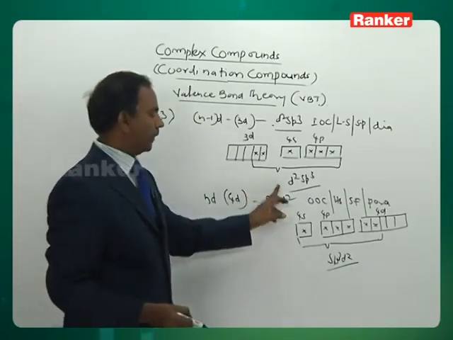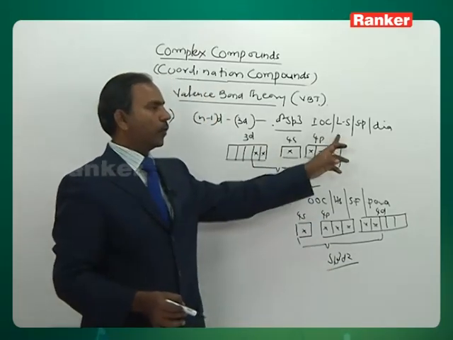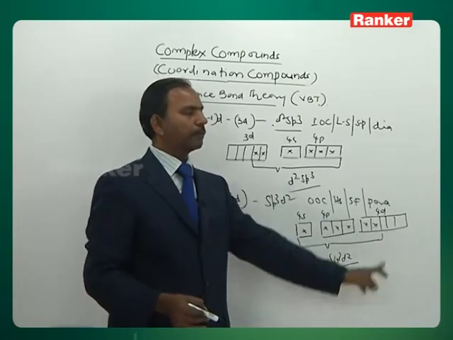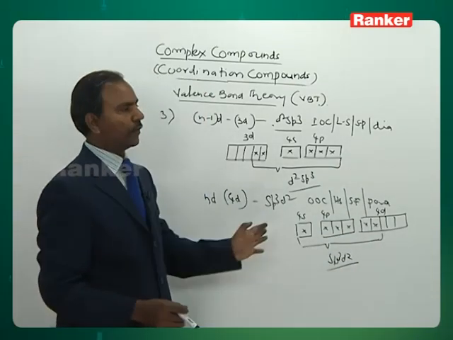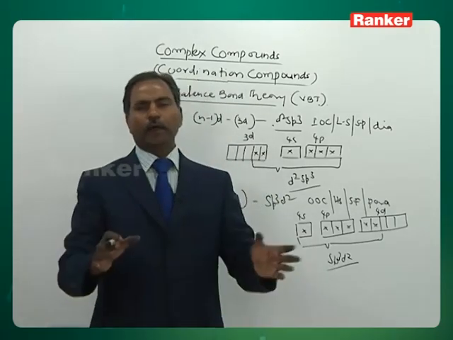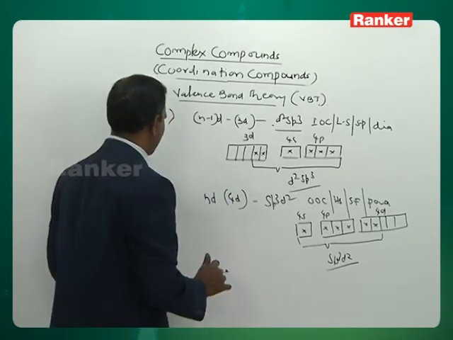This is d2sp3, this is sp3d2, inner, outer, and low spin, spin paired, high spin, spin free, it is diamagnetic, it is paramagnetic. According to this type of hybridization, we can decide whether a complex is inner orbital complex or outer orbital complex.